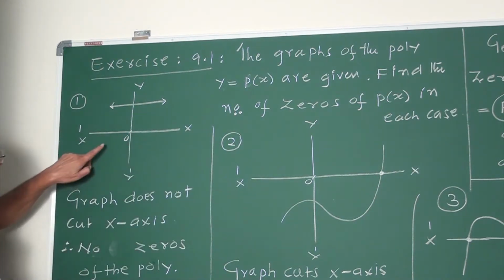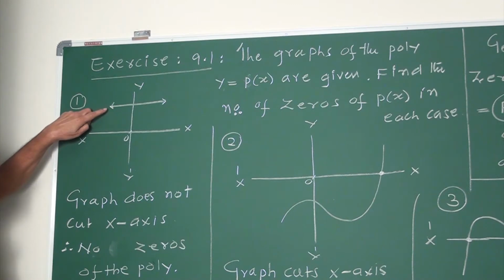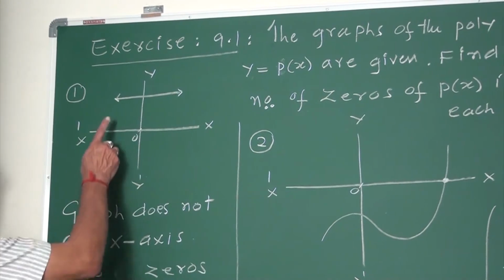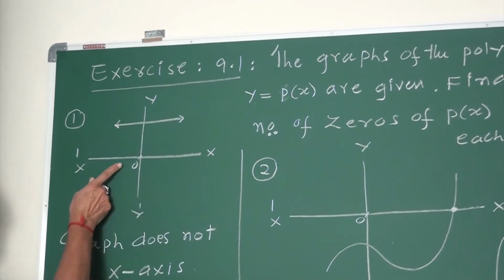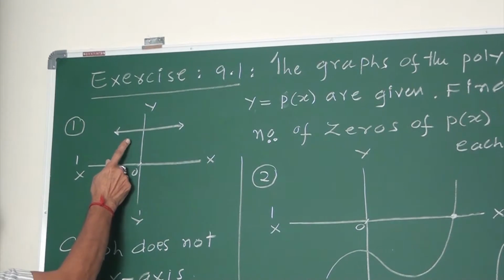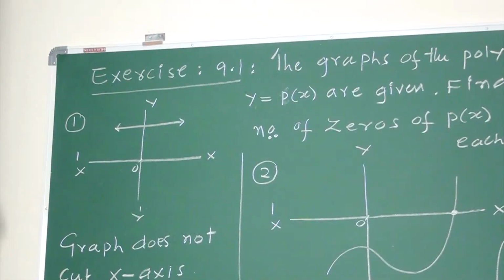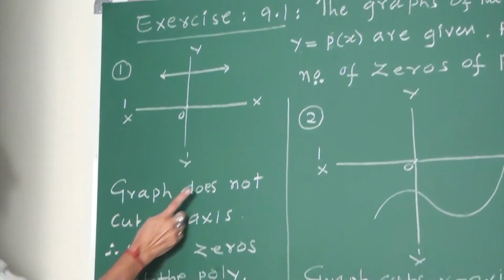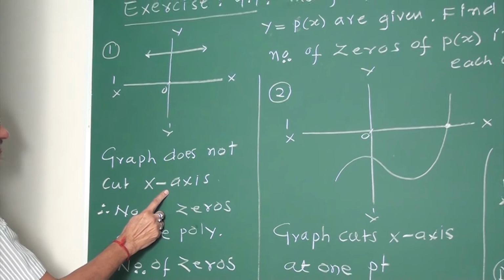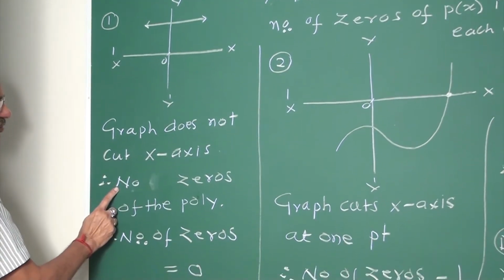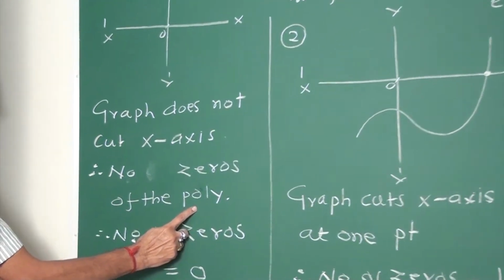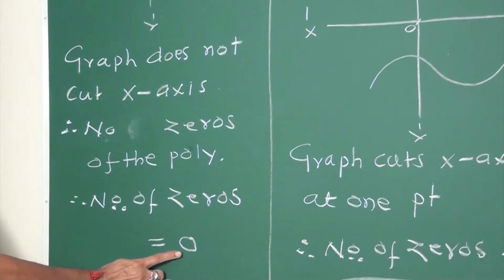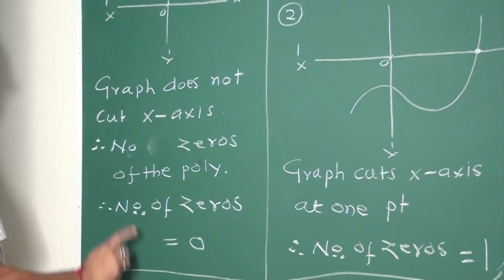This is the first example. It is a line graph. Already I have discussed it. This line doesn't cut or intersect the x-axis. It is a line which is parallel to the x-axis. The graph does not cut the x-axis, it is parallel. Therefore, there are no zeros of the polynomial. Hence, the number of zeros is 0.